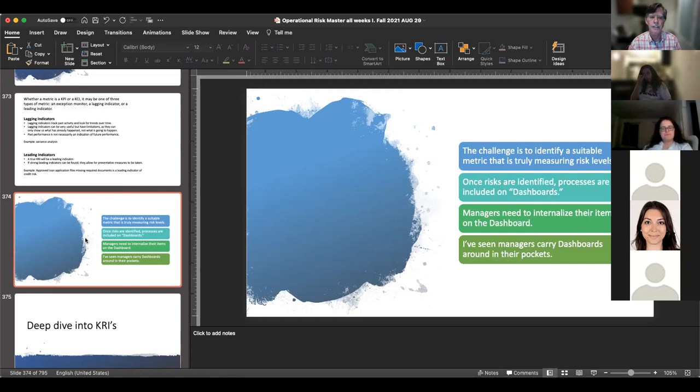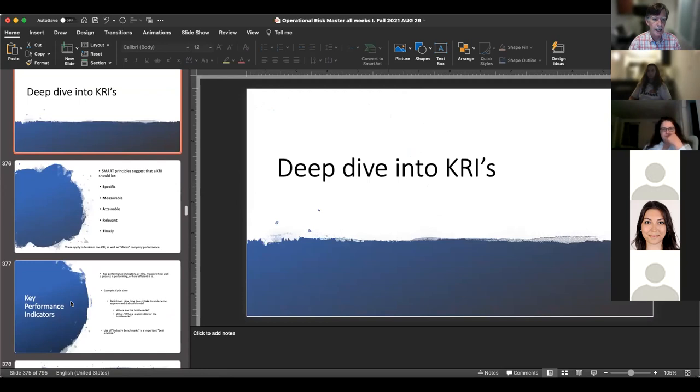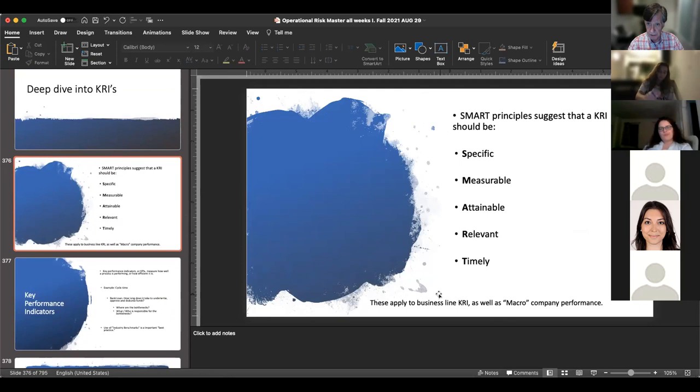Okay, let's do a deep dive into them. Key risk indicators should be SMART. That's the acronym. They should be specific, measurable, attainable, relevant, and timely.